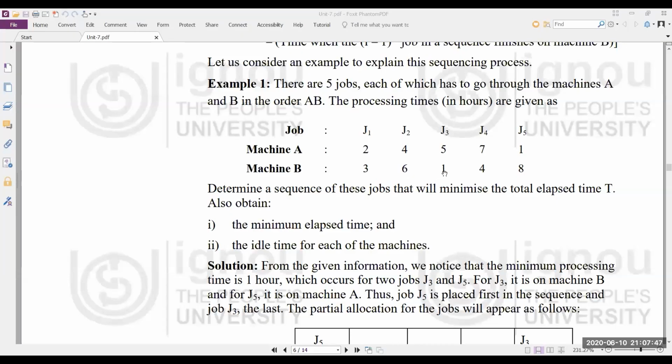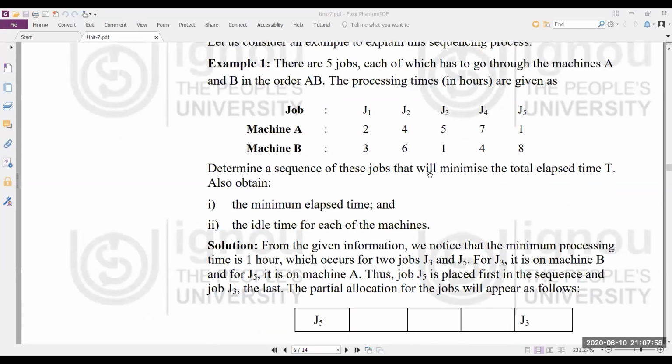Then we will take it in the last. It means that if the minimum comes from machine A, then we take it in the beginning, and if the minimum comes from machine B, then we take it in the last. So in this question, the minimum is 1. It corresponds to J5, and it is from machine A.